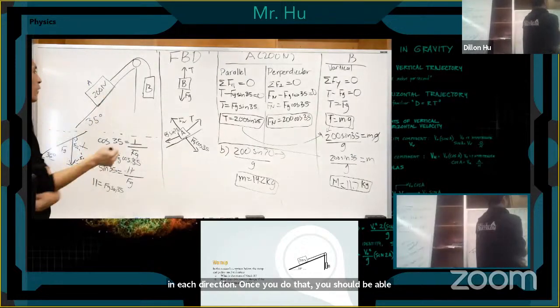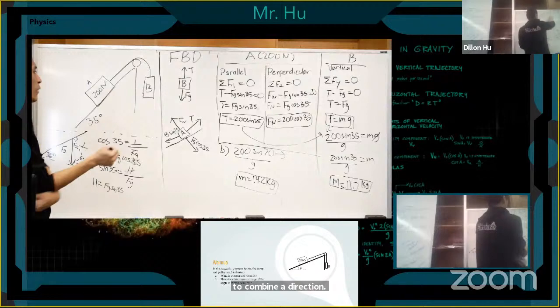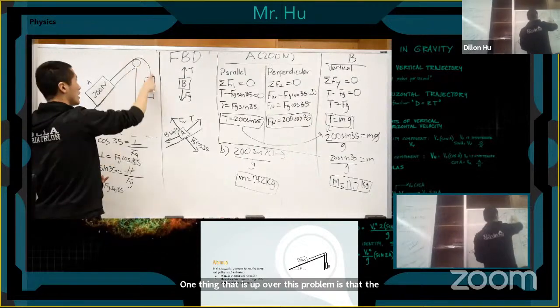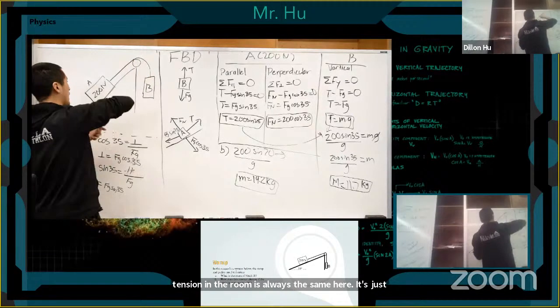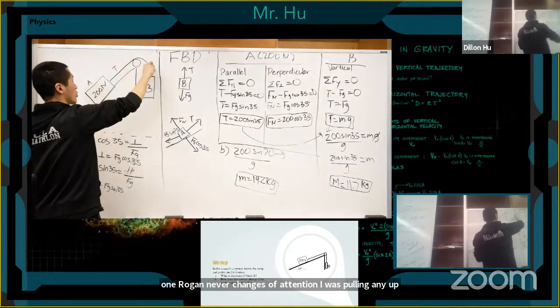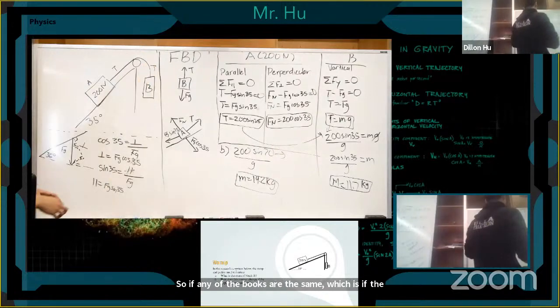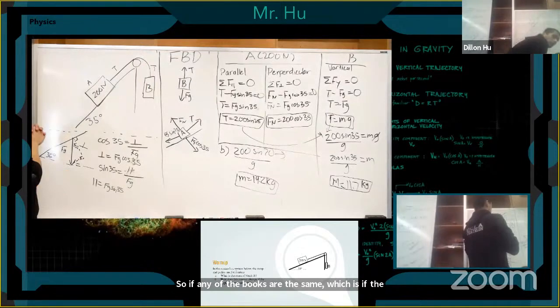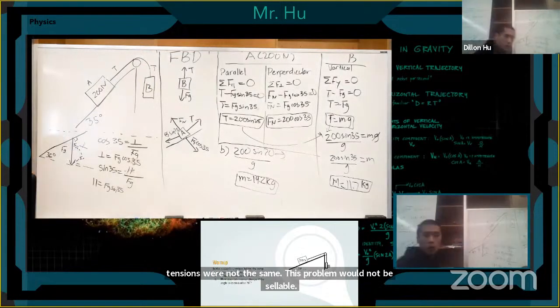One thing that is helpful for this problem is that the tension in the rope is always the same here. It's just one rope, it never changes. So the tension that was pulling A up is the same as the tension pulling B up. If the tensions were not the same, this problem would not be solvable. Okay, so that is for this problem.